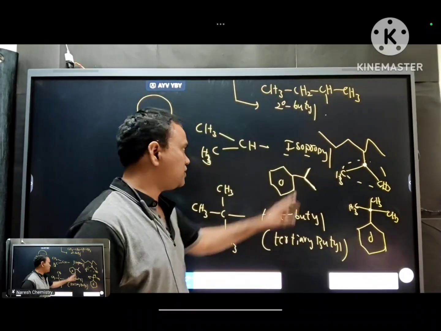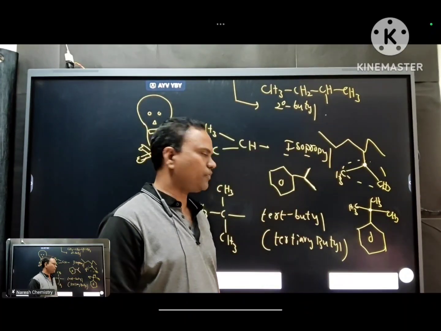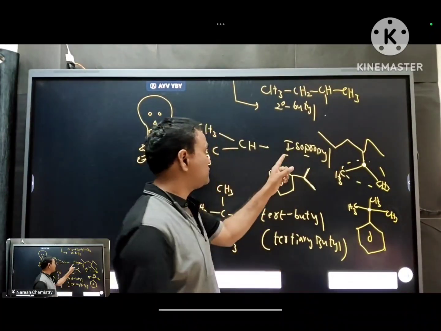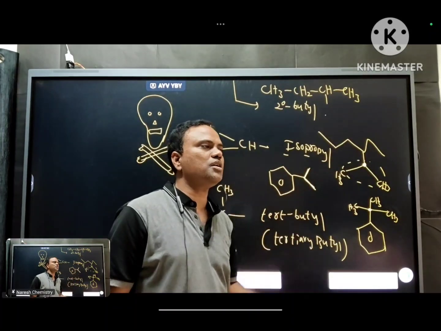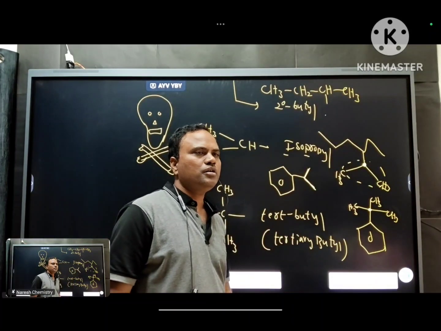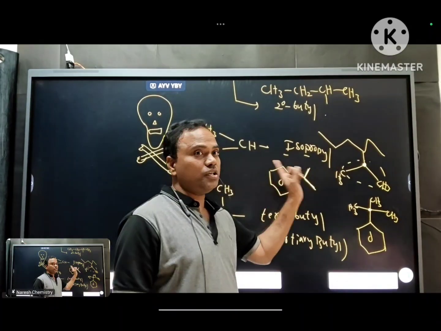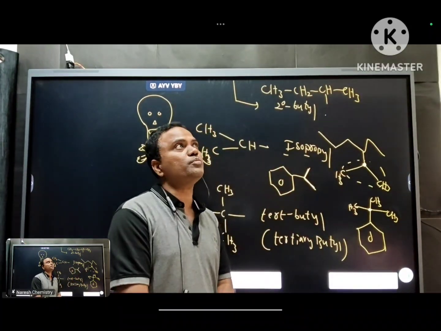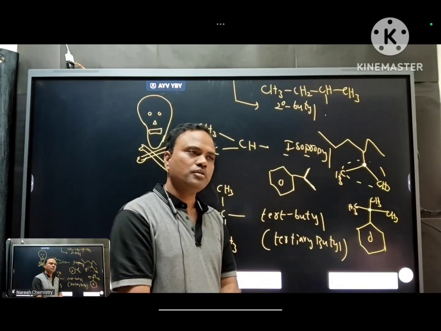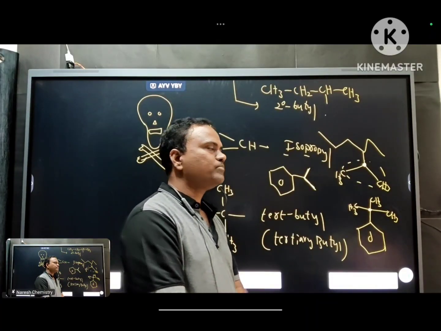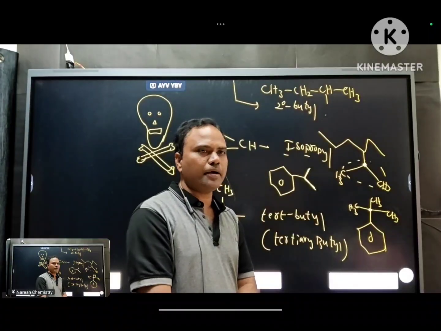For example, given these two substituents, which will come first? Here the I letter is there and the P letter is there. Based on which letter do we compare? I only, not P. Some students, in isopropyl, take the P letter. Don't do like that. You have to consider the I letter while comparing.